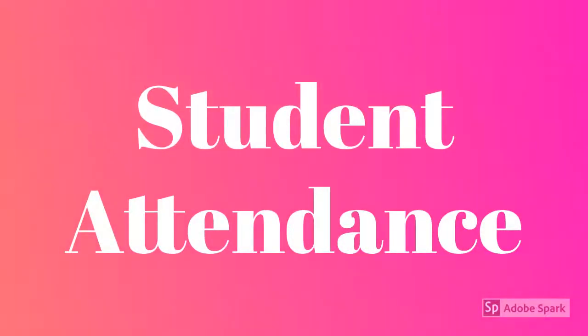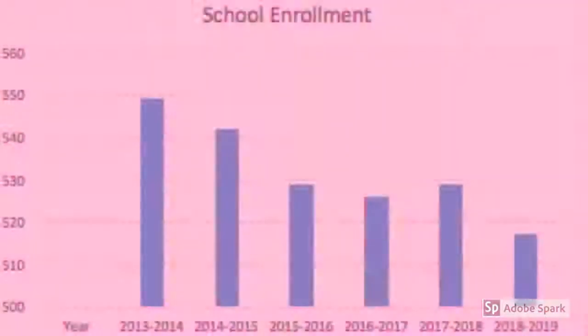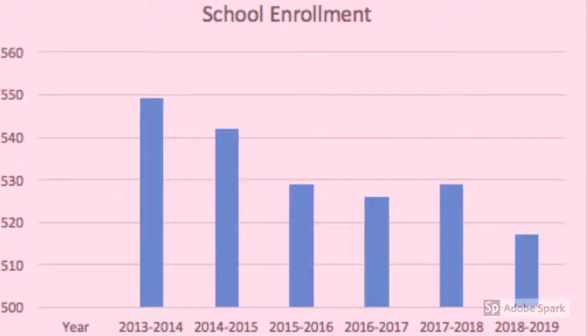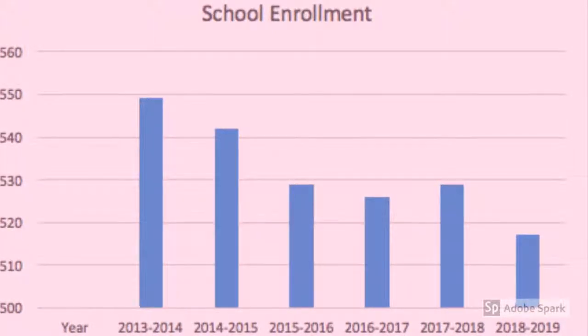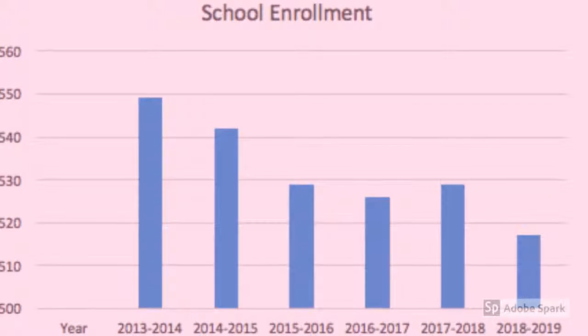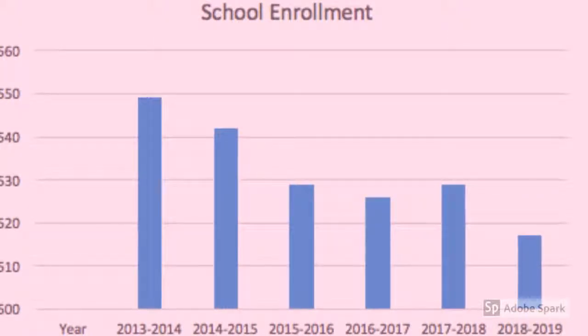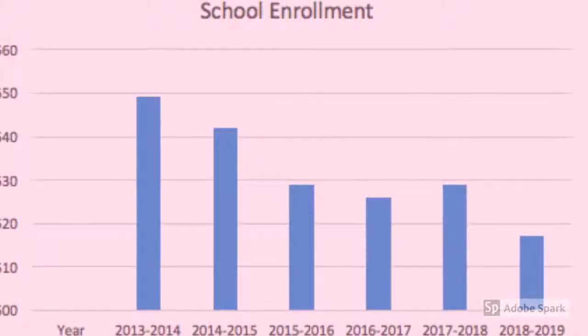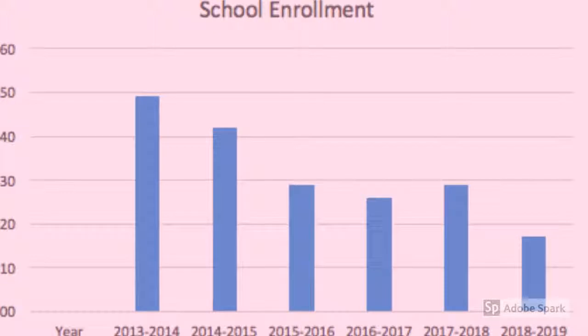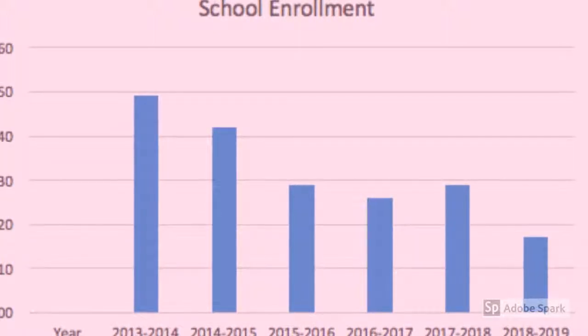Next, let's explore the data related to student attendance. School enrollment at CVE has decreased dramatically over the course of the past 6 years. Beginning in 2013-2014 school year, there were 547 students enrolled, leading down to 2018-19 school year with 517 students enrolled. This is a significant decrease in school enrollment overall.